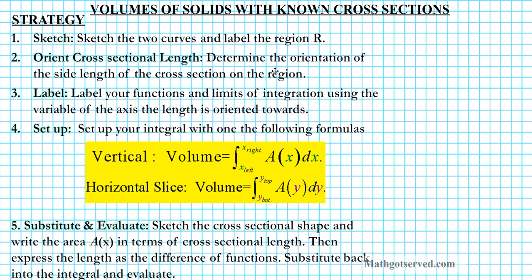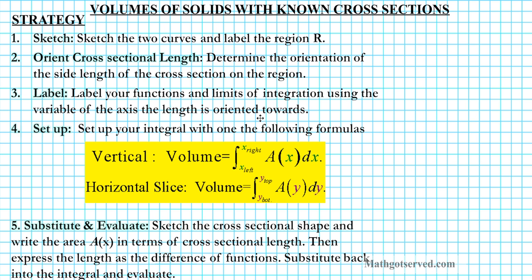You determine the orientation of the side length of the cross-section on the region. In most cases, the problem tells you exactly how the cross-sectional length is going to be. It's either going to be perpendicular to the x-axis or perpendicular to the y-axis.